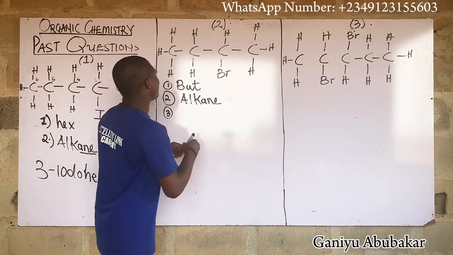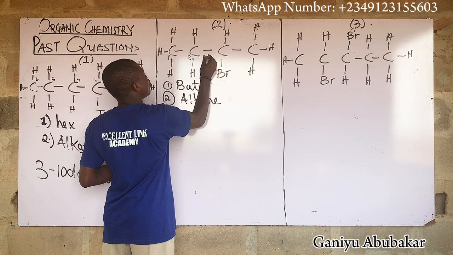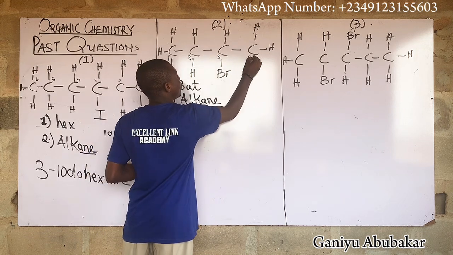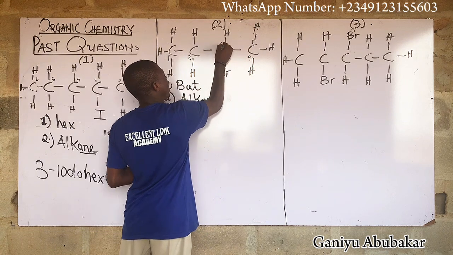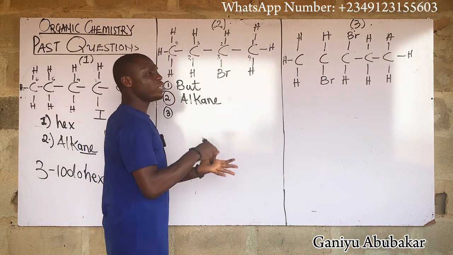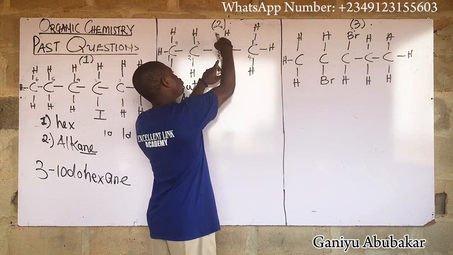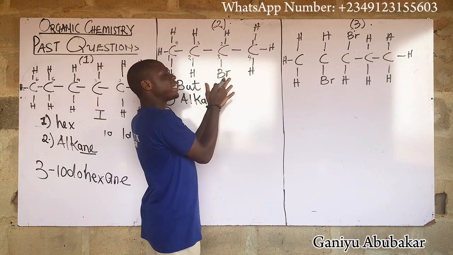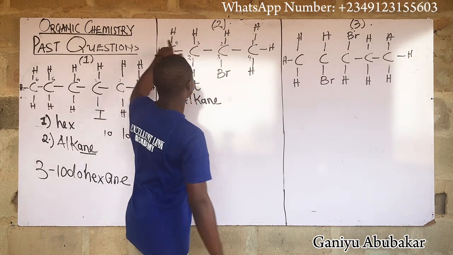If I do my upper numbering, I'll have carbon 1, carbon 2, carbon 3, 4. Lower numbering, I have carbon 1, carbon 2, carbon 3, carbon 4. The substituent here is bromine. In between upper numbering and lower numbering, which one gives the lowest number to bromine? Of course, the upper numbering.